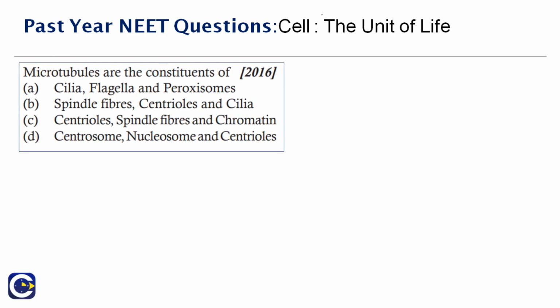Now look at this question, asked in the year 2016. Microtubules are constituents of dash. So what do microtubules contain? Now what are microtubules first? They are polymers. Poly means many, so it's a long chain. Polymers of tubulin. Tubulin is a protein that forms a part of the cytoskeleton and provides structural shape to the eukaryotic cell. So this is the work of the microtubules. They can grow as long as 50 micrometers.